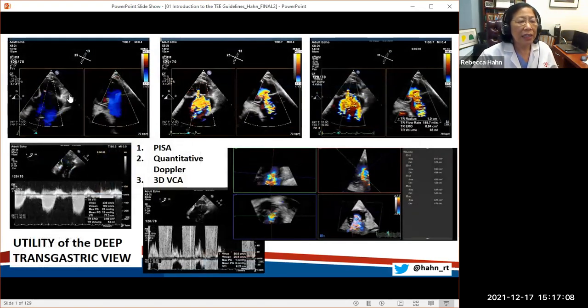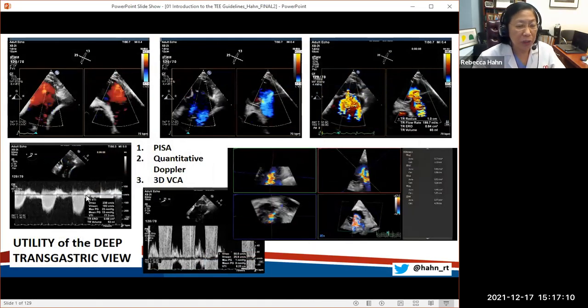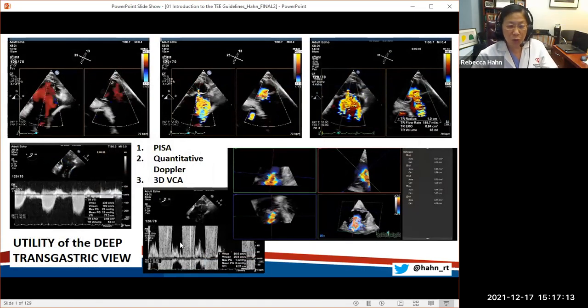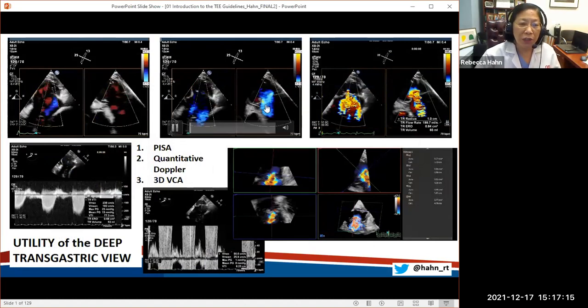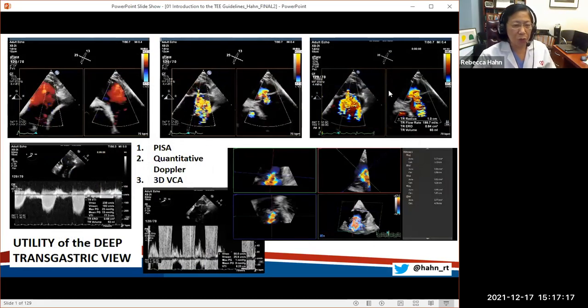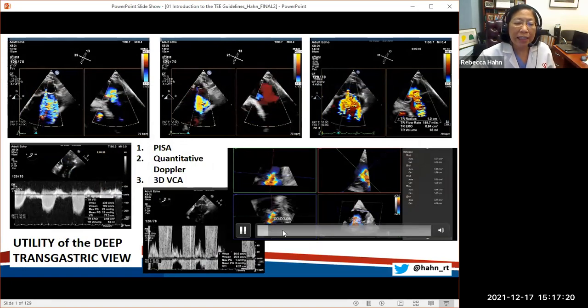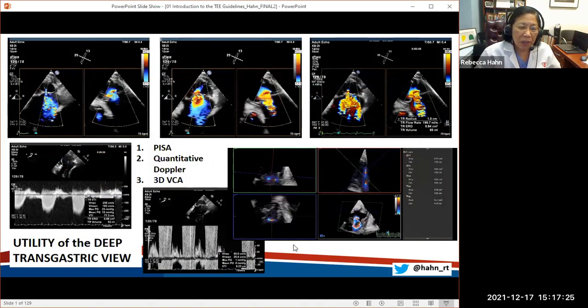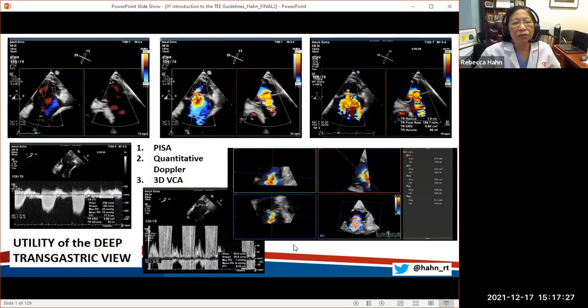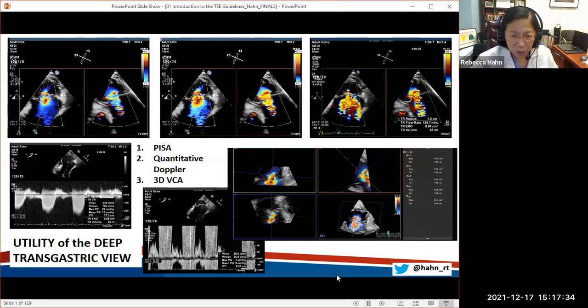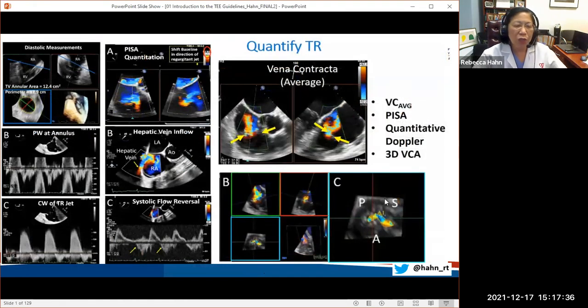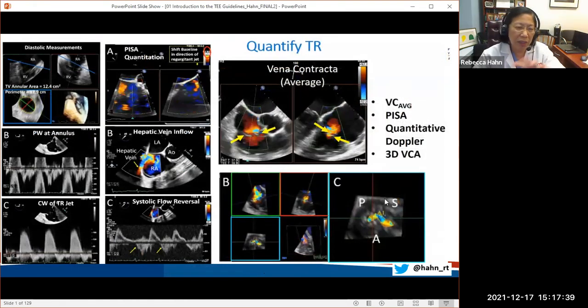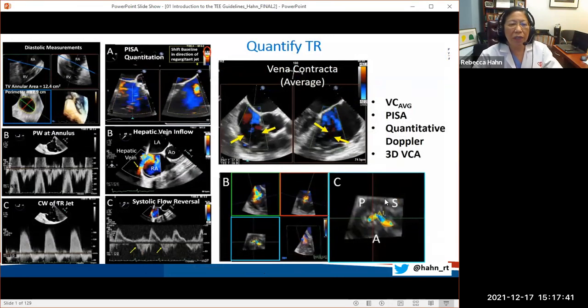And that then allows you to take a look at not only beautiful continuous wave and pulsed wave Doppler, but also do your PISA here. So this is proximal isovelocity surface area. And indeed, we even got 3-dimensional, because it was so clear, we got 3-dimensional color Doppler volumes and did a 3D VCA. So we were able to, from our transgastric view, deep transgastric view, accomplish the PISA quantitative Doppler and a 3D VCA all in the same setting. And so this is kind of the images that we will need to do the quantification.